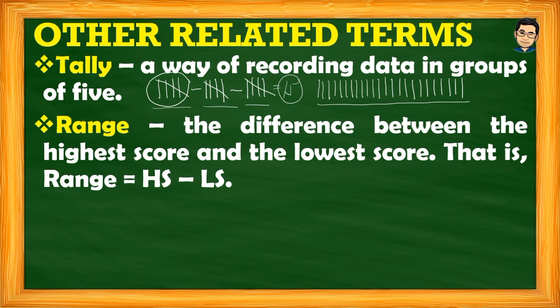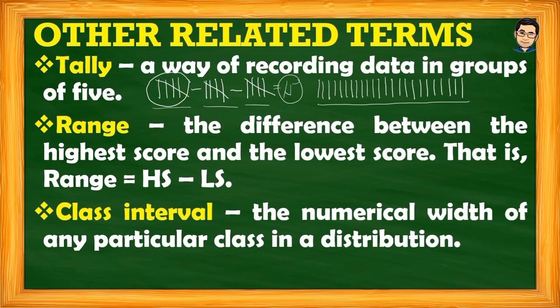And then, range. Okay. So, range is the difference between the highest score and the lowest score. So, pag sinabi nating range, ito yung kung gaano kalayo yung pinakamataas na score sa pinakamalayong score. So, anong difference nila? Anong agwat ng score? Okay, so, masosolve natin yung range kapag sinubtract natin yung lowest score dun sa highest score.